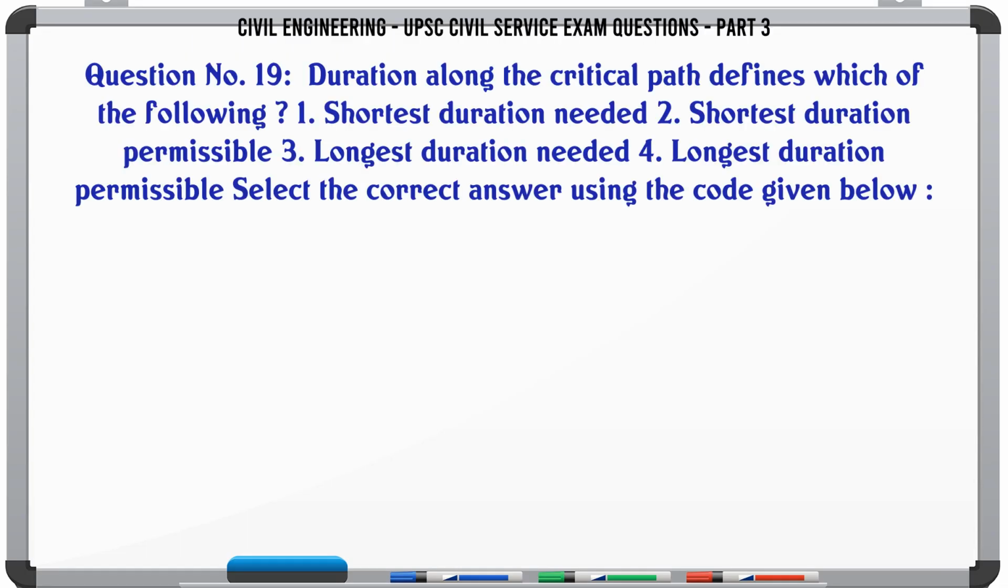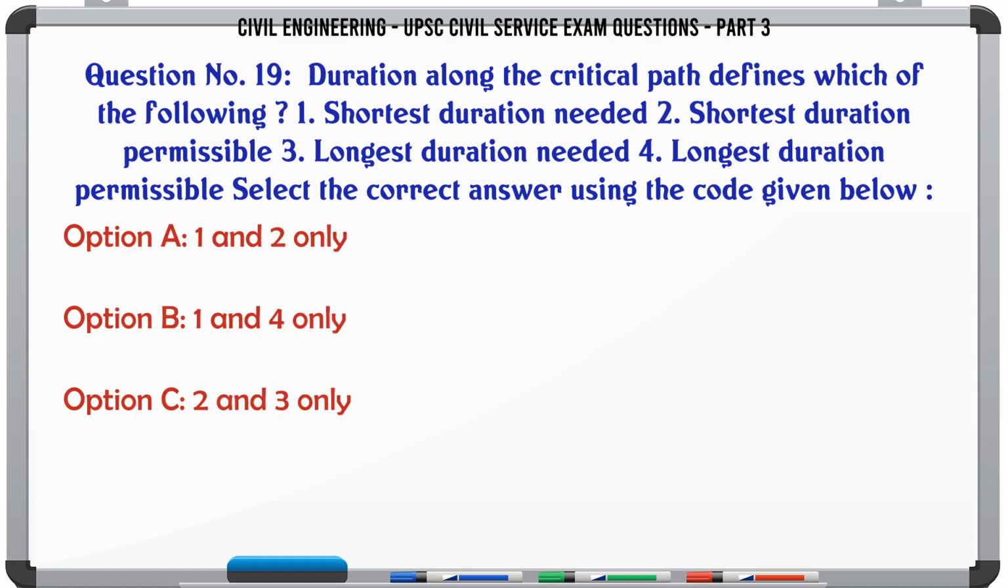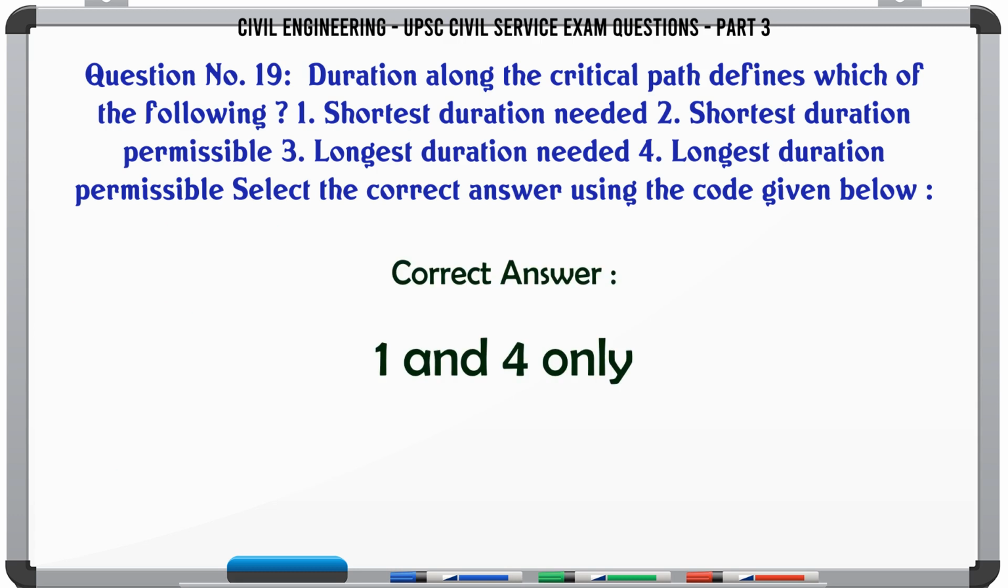Duration along the critical path defines which of the following? 1. Shortest duration needed. 2. Shortest duration permissible. 3. Longest duration needed. 4. Longest duration permissible. Select the correct answer using the code given below. A, 1 and 2 only; B, 1 and 4 only; C, 2 and 3 only; D, 3 and 4 only. The correct answer is 1 and 4 only.